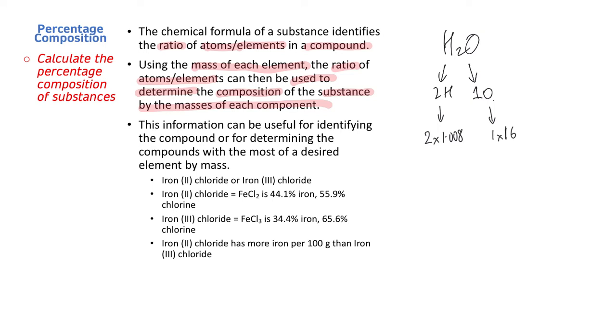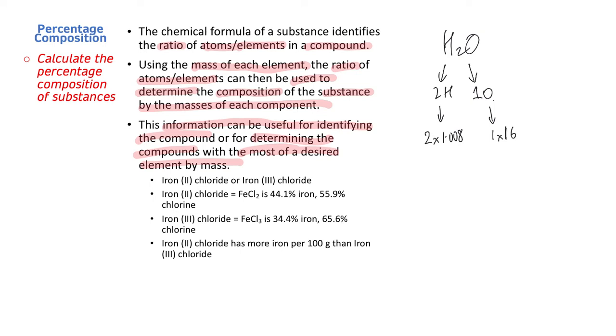So the idea is that this information can be useful for identifying compounds, or determining the compounds with the most of a desired element by mass. This is just using the ratios to work out how much of different elements there are in a particular thing.